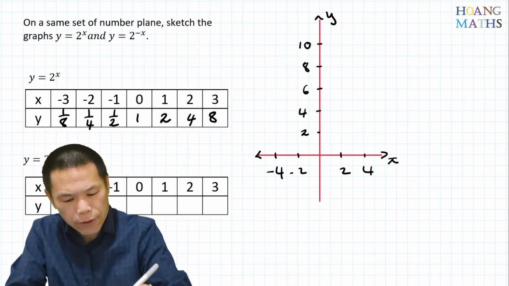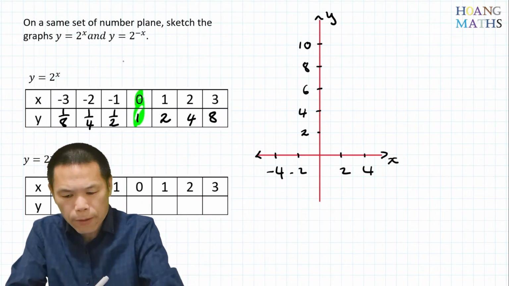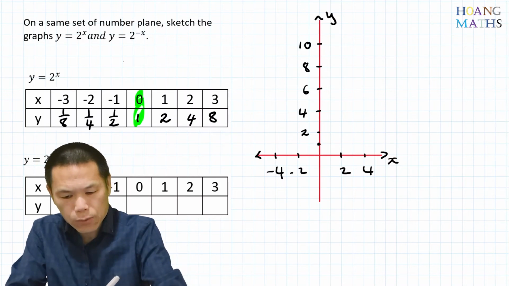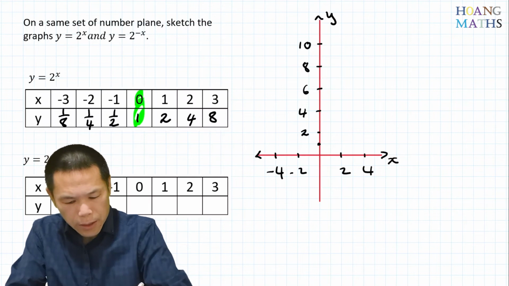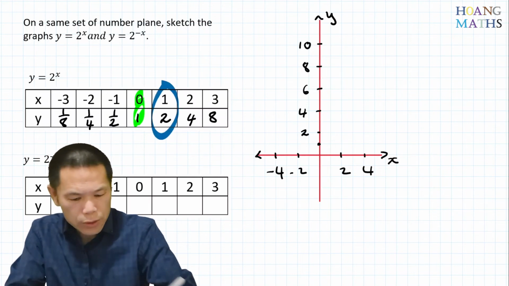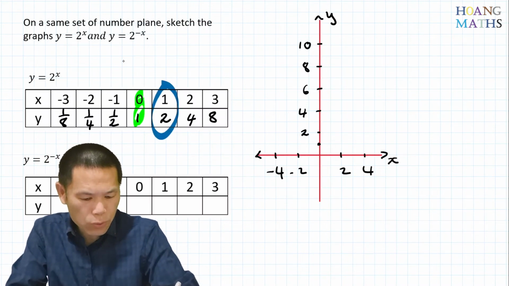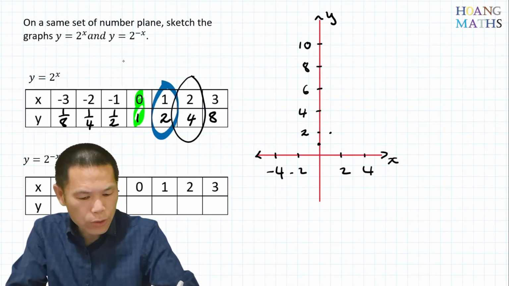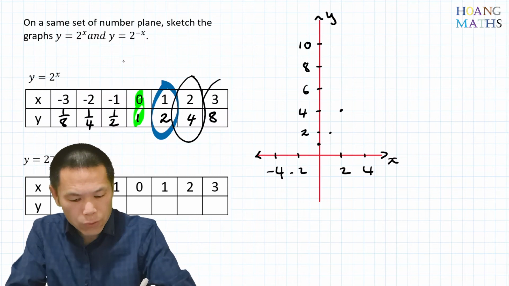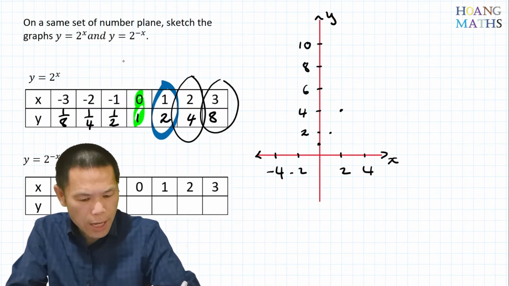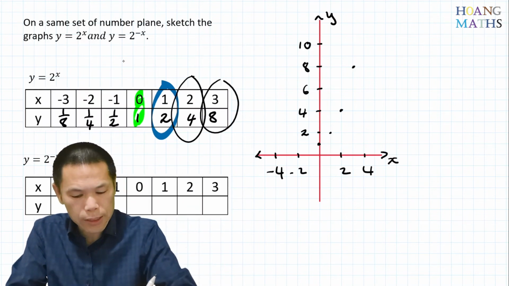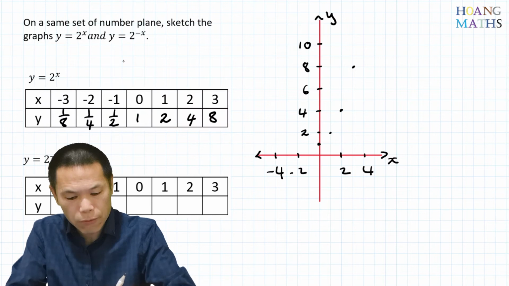Start with the easy one first. So 0 gives me 1. So we go 0, 1 in here. And the next one is 1, 2. So we go across 1, up 2. 1, 2 is here. And 2 gives me 4. So we go to 4. And then 3, 8. So 3, 8 up here. And then you can plot 4 and then 16 if you like. Otherwise, we just stop there for now.